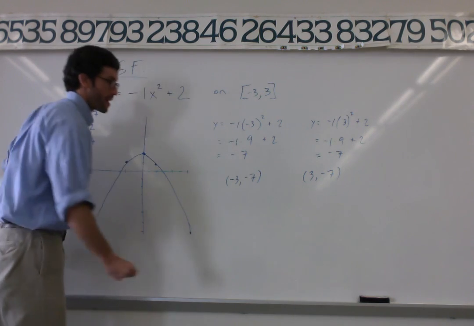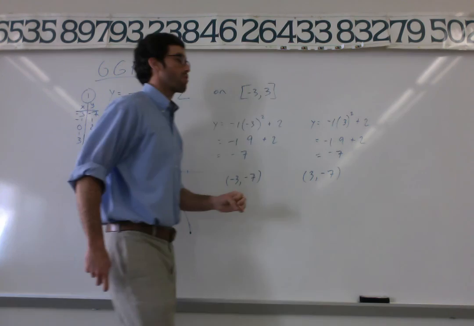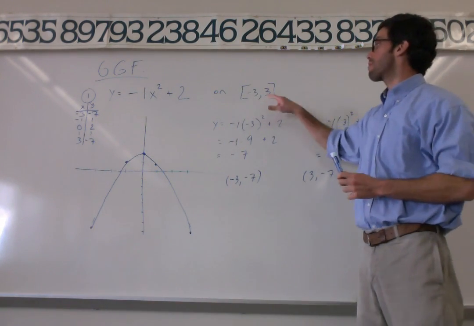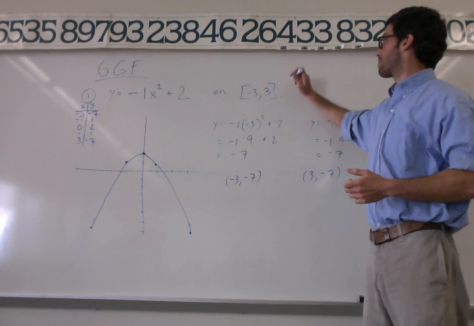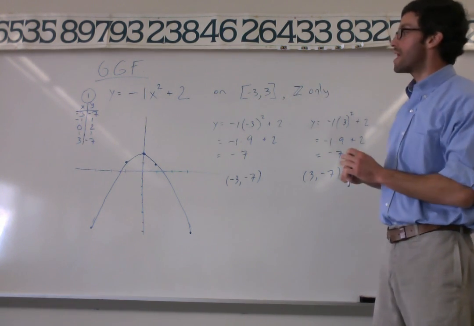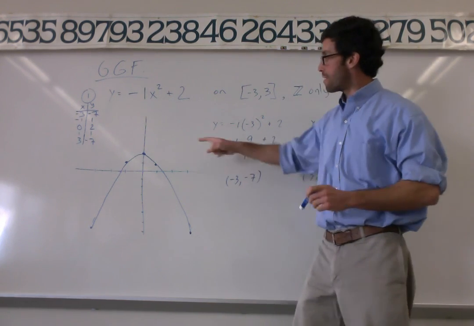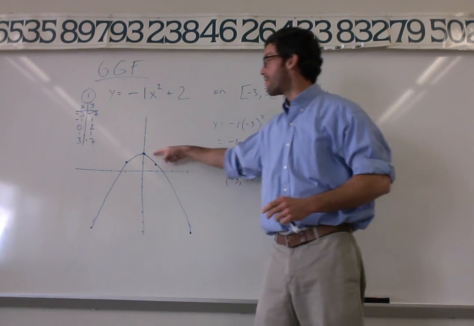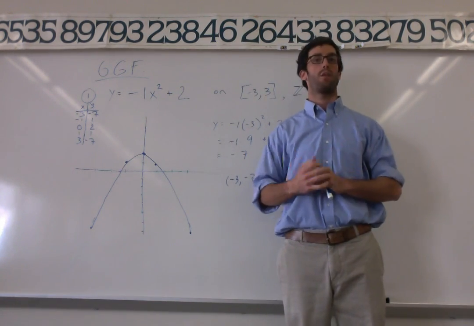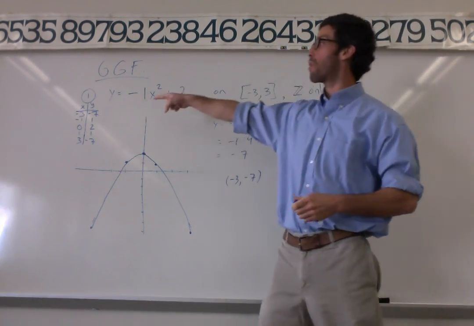Now, the type of domain I give you might vary. If I said one more restriction, negative 3 to 3, but only integers, or something like that, then you would actually have to just draw a bunch of dots, right? Because if there's a continuous graph here, that implies that decimals can work, fractions can work, and irrational numbers can work for x. But if you're restricted to only integers, we would have to fill in more of a table.